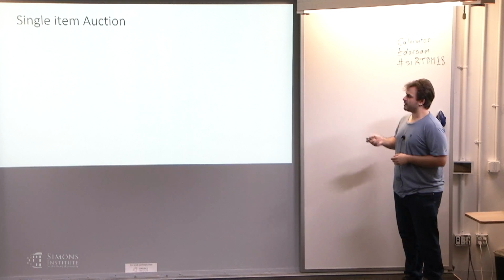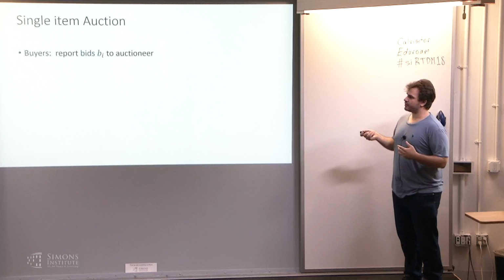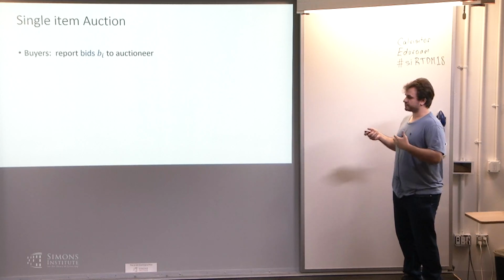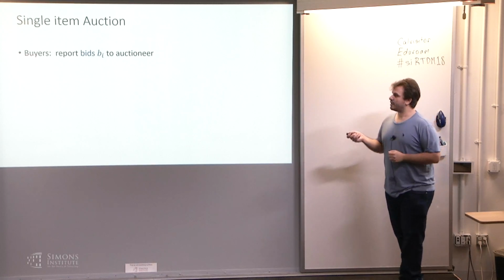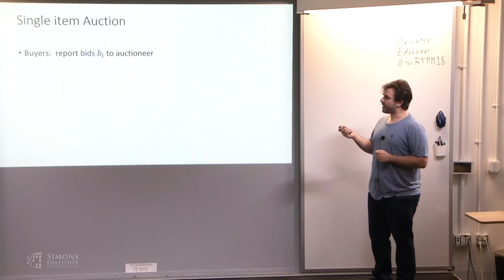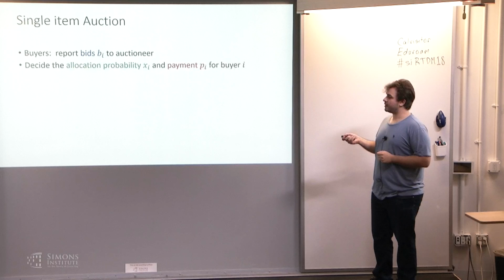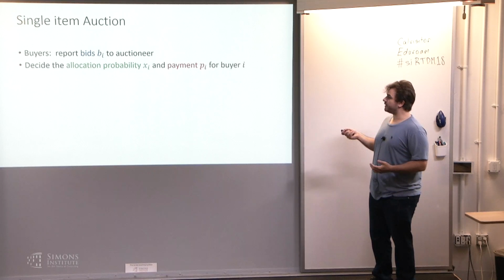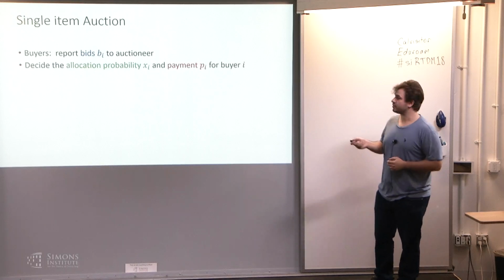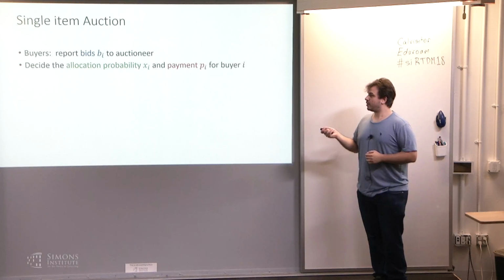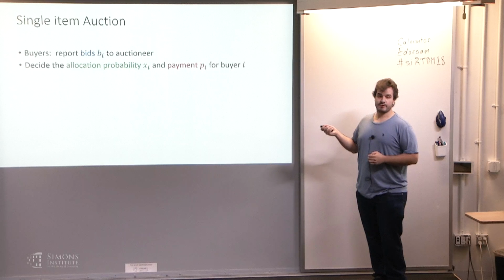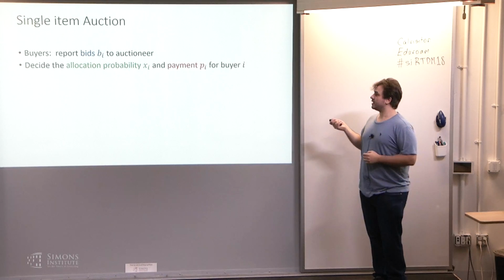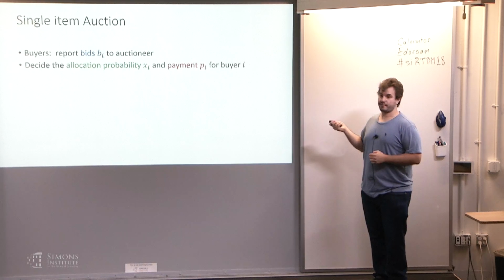And how does a mechanism, an auction, look like in such a setting? The buyers report bids to the auctioneer. And then the auctioneer, given these bids, will decide on the allocation probability and the payment for each buyer i. So that amount here will tell you the probability of receiving the item given the bids of everyone else. And this is exactly the payment that you have to pay.